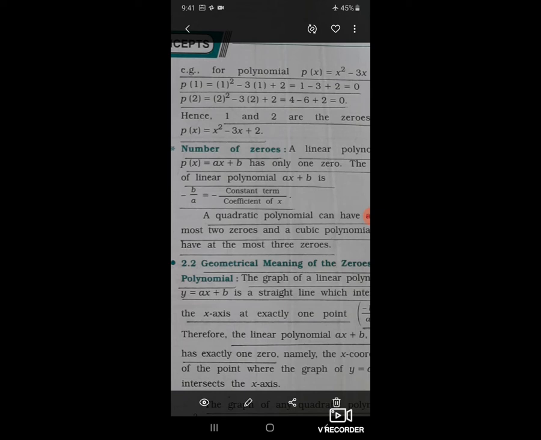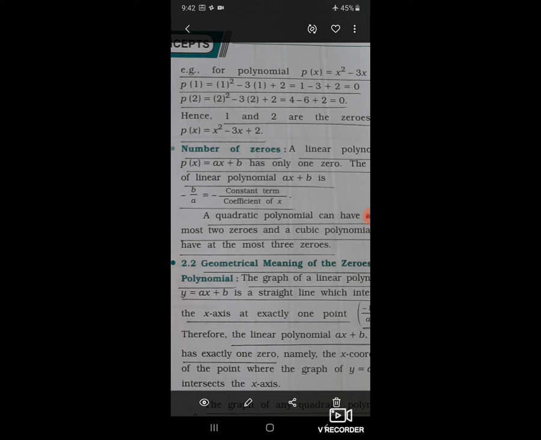Next point, number of zeros. A linear polynomial p(x) = ax + b has only one zero. The zero of the linear polynomial ax + b is -b/a, which equals the inverse of the constant term divided by the coefficient of x.